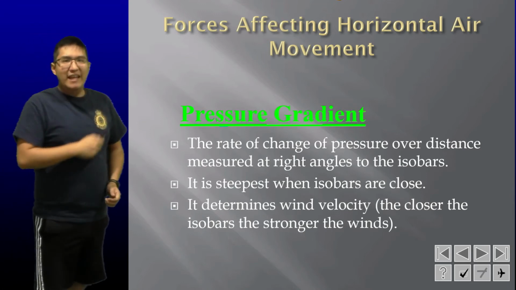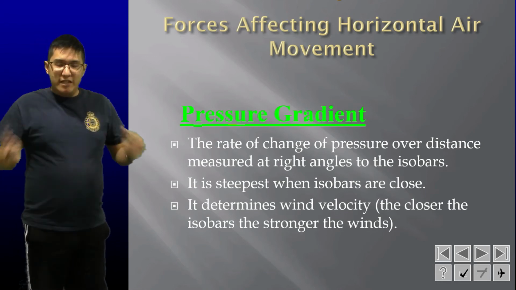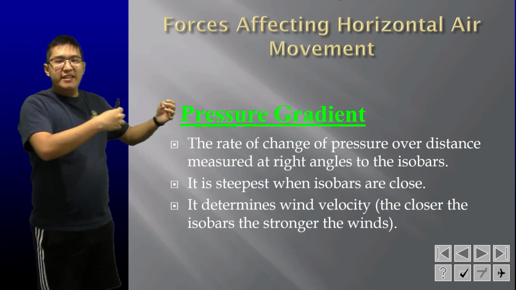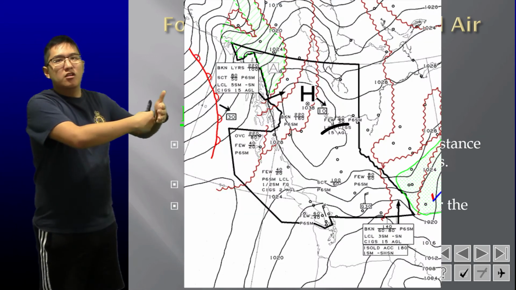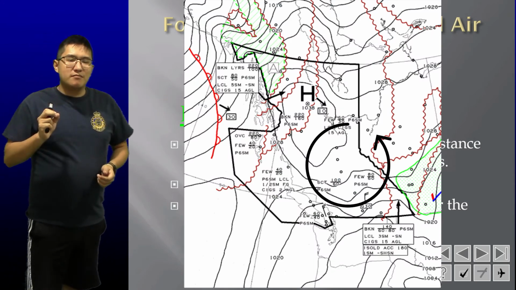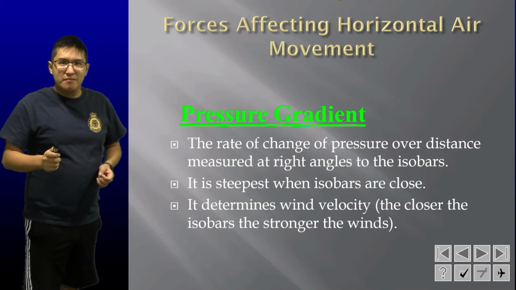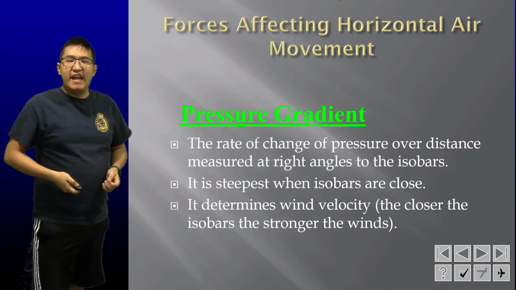So again, like we stated, this determines wind velocity. In contrast, if the isobars are further apart, then we have lower wind velocity because the pressure is not changing as rapidly.